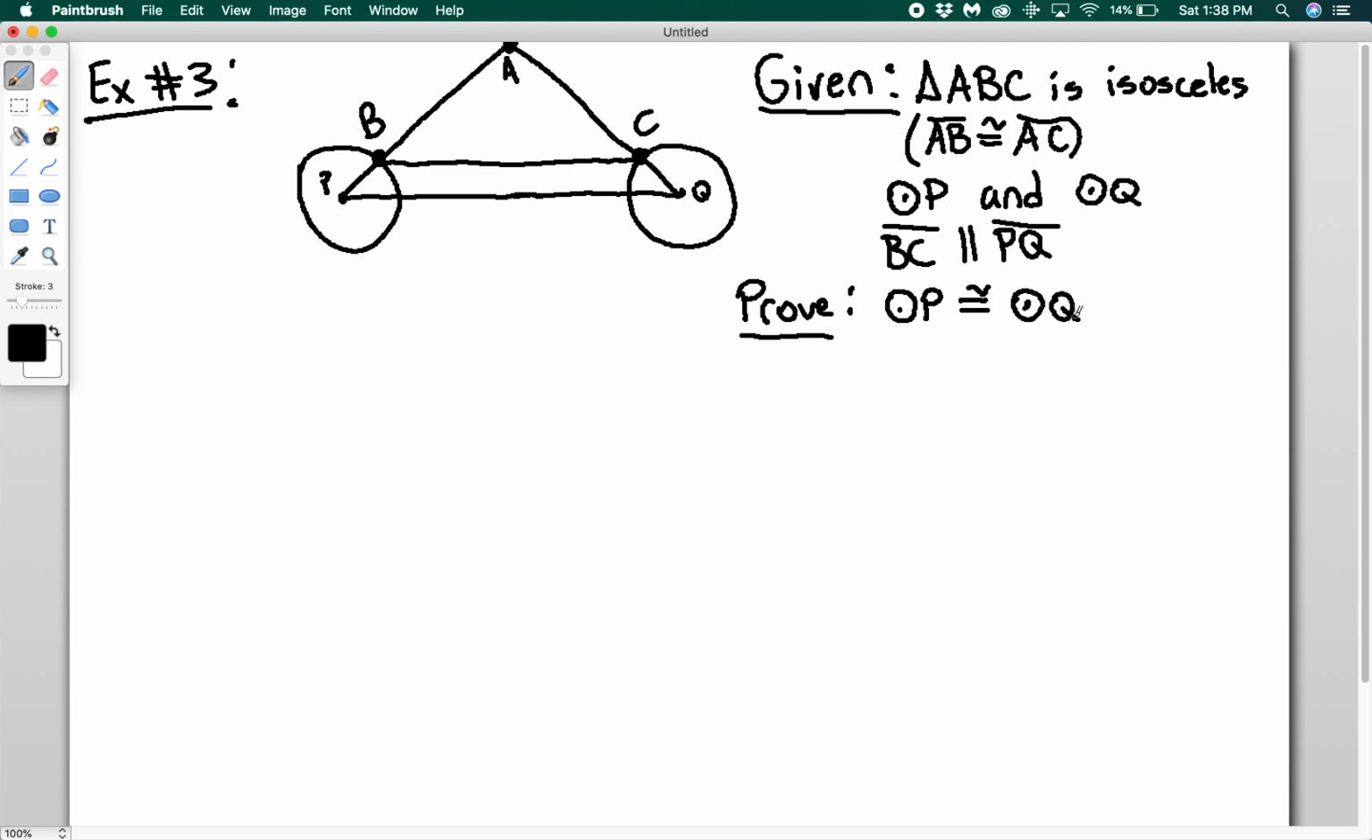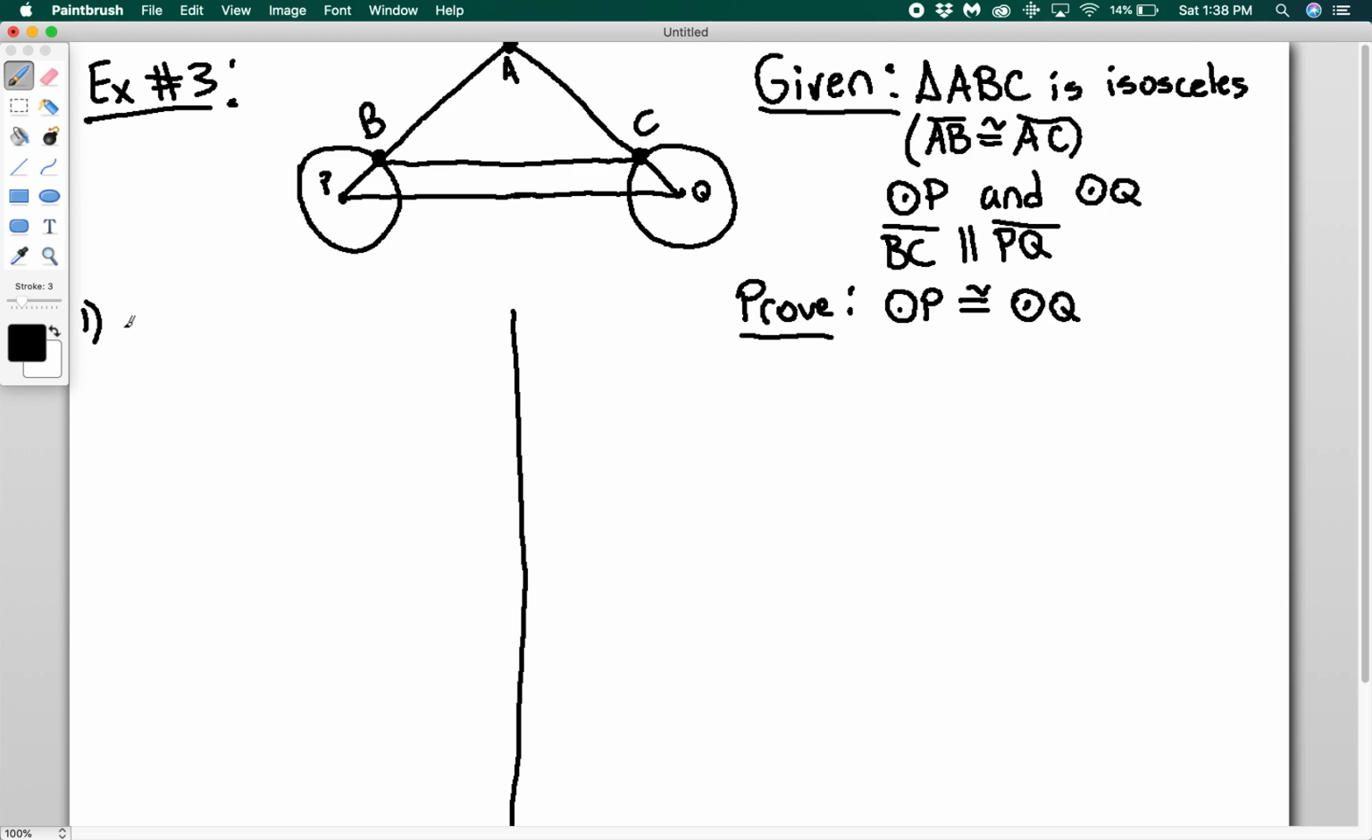Okay. So how do we set this up? Well, we are going to do a two-column proof, and we always like to start with our givens. Okay. So here we go. We're going to say, I guess I would do it like here. So statement 1 is just going to be what we're given in the problem.